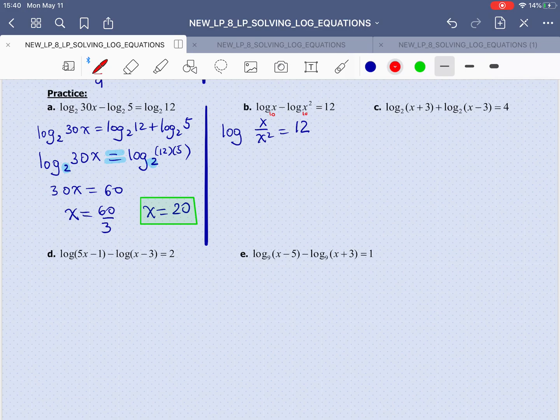The base, I don't see it, which means that it must be 10. And from here, we're going to say that x over x squared equals 10 to the power of 12. I can reduce this to 1 over x, and whenever I do such a thing, I make sure that I write the restriction x is different than 0, just in case we end up with a solution of 0. So if 1 over x equals 10 to the 12th, obviously leave this in exponential form, then that means that x must equal 10 to the negative 12.